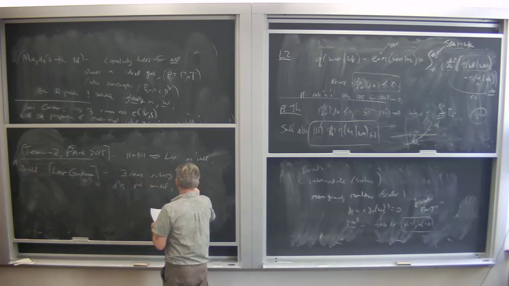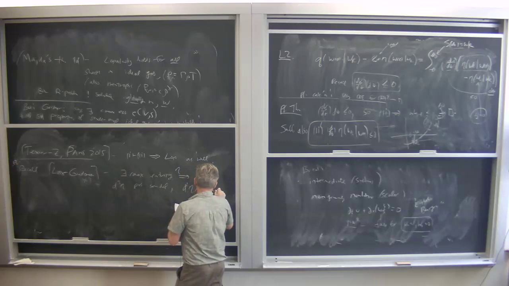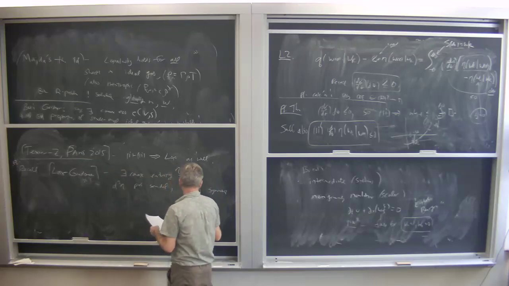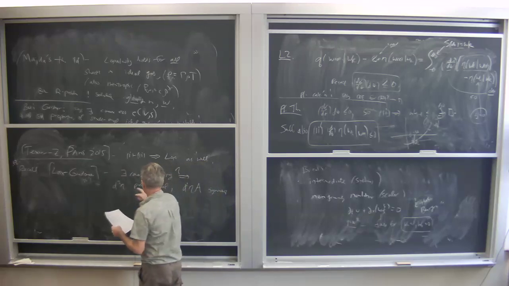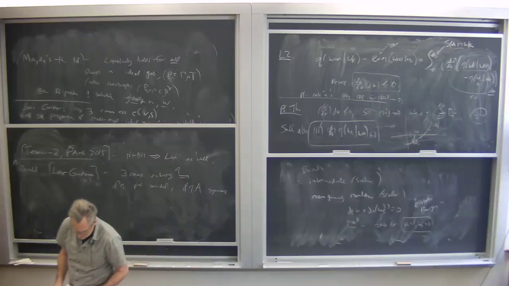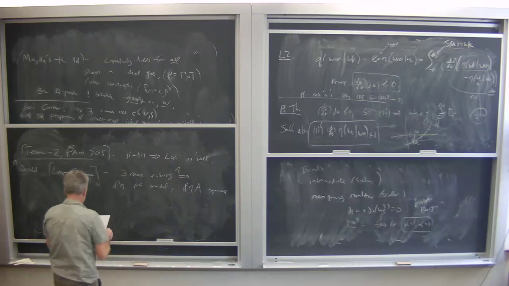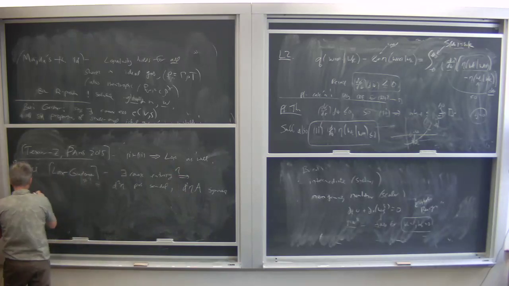D squared eta A is symmetric. So we have a kind of simultaneous symmetrizability going on here. Let's see. And we'll come back to that.